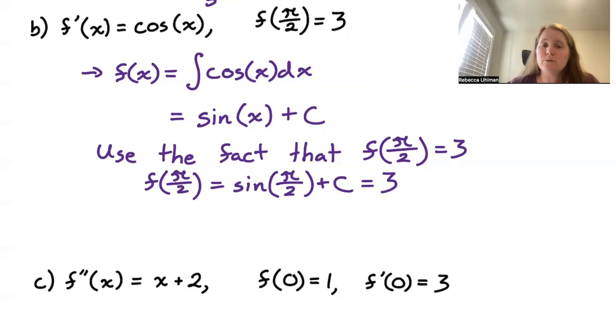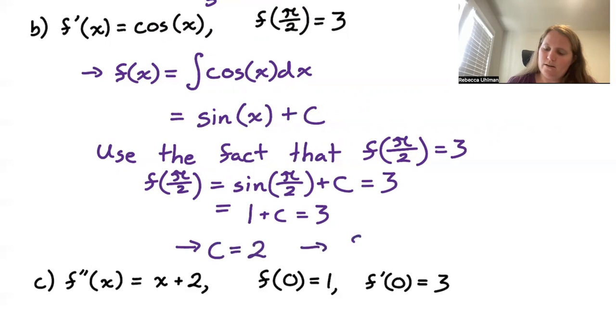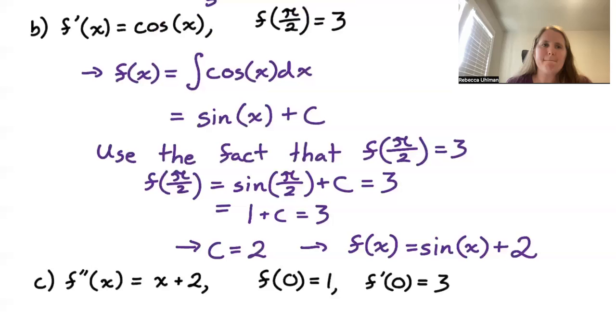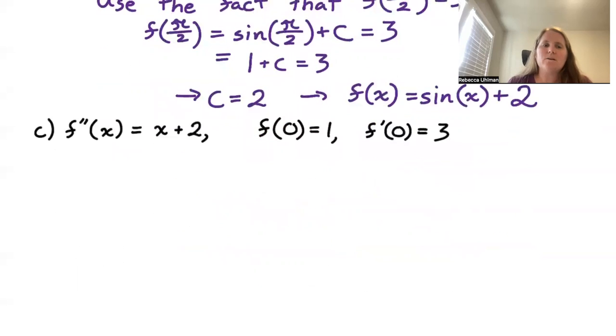Sine of pi over 2 is 1. So we have 1 plus c equals 3. That tells us that our c should be 2. And our f of x is sine of x plus 2. Next up, we have f double prime of x is equal to x plus 2. And we are told f of 0 is 1, f prime of 0 is 3.